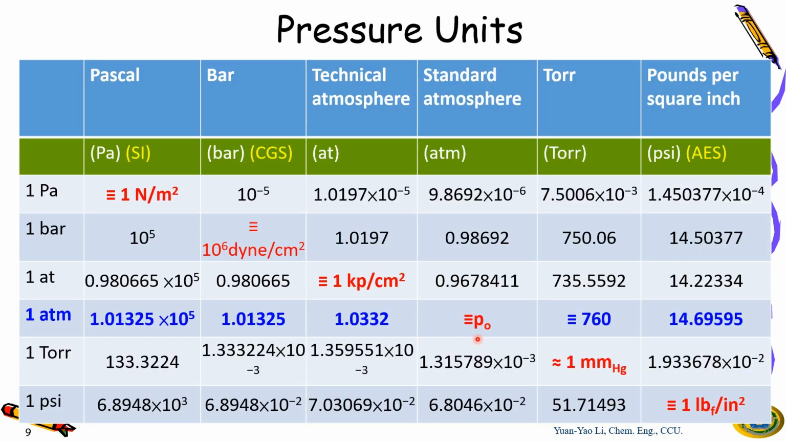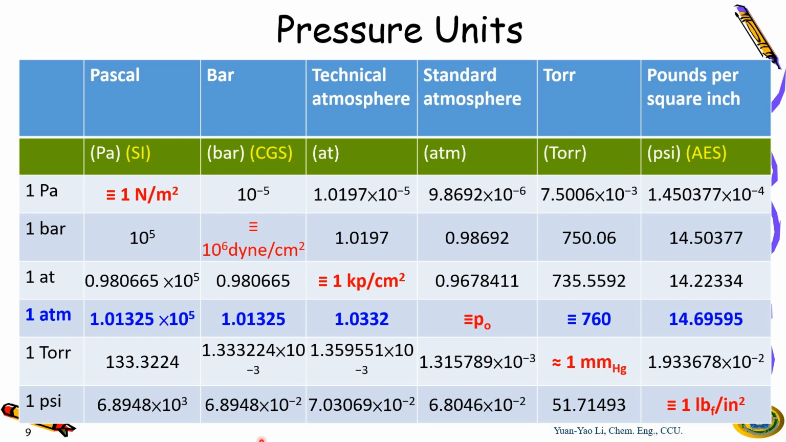So far we learned Pascal, which is the SI system, right? Bar is the CGS system, and then ATM, the standard atmosphere. And then we also learned pound per square inch, PSI, remember? So we already learned four units. How about torr? I don't know if you have seen this or not. When we say 760 millimeter mercury, this is torr. So 1 ATM is 760 millimeter mercury, which we call 760 torr.